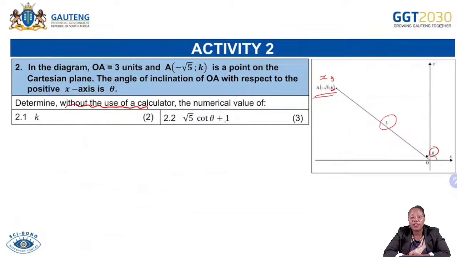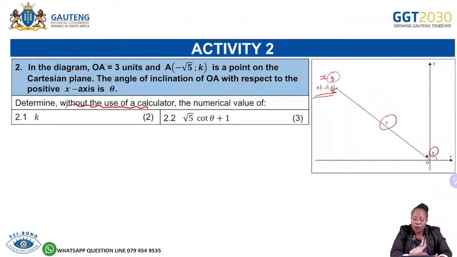Okay, grade 12, let's see now how far you went with this one, or how many marks you can get out of these 5 marks. Now we are determining, without using a calculator, the numerical value of k. K is the y coordinate of point A. We have 3, which is r, and x, which is minus square root 5. We have a diagram, therefore we can go straight to Pythagoras.